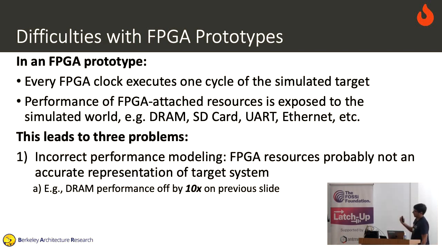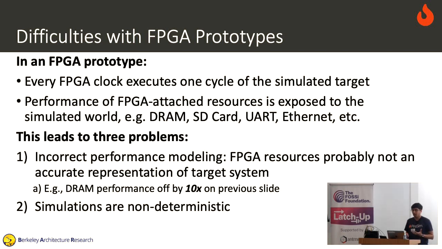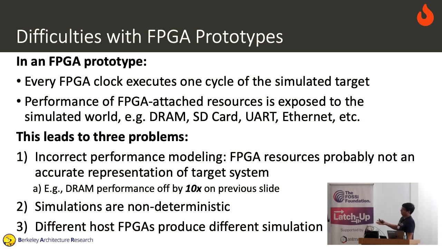First off, we're going to get incorrect performance modeling whenever the FPGA resources aren't actually an accurate representation of your target system, especially when those performance ratios are changed because of the frequency differences. So for example, that DRAM performance being off by 10x on the previous slide. And your simulations are going to become non-deterministic, right? For example, when you have a UART attached to this thing and a user typing in keys on the keyboard, you're immediately exposed to a real human, making it non-deterministic. And when you port across different FPGAs or different host systems, you're going to get different simulation results.